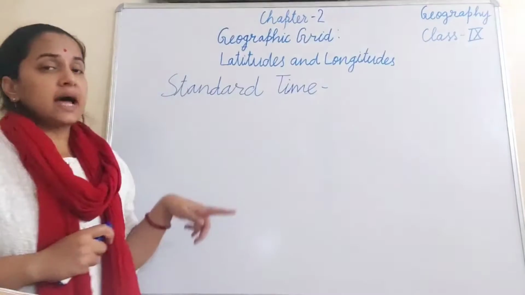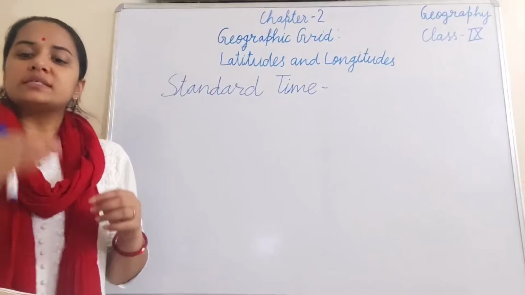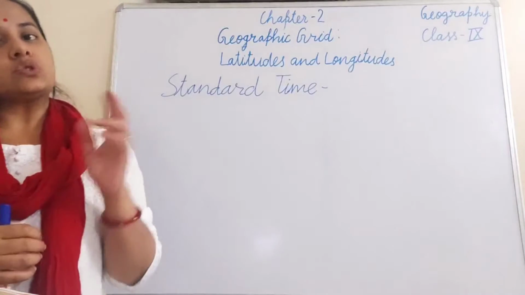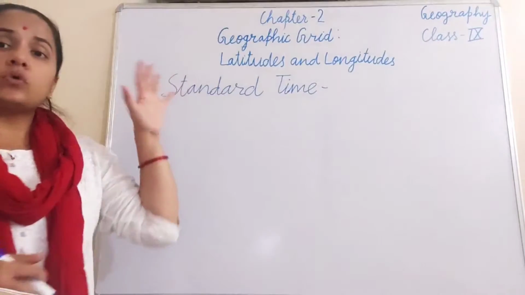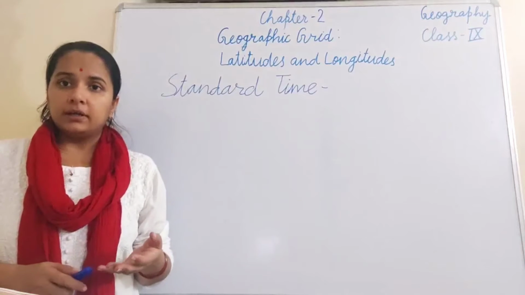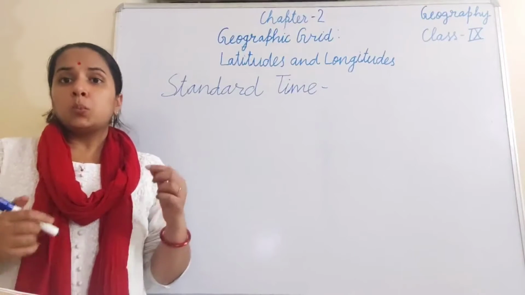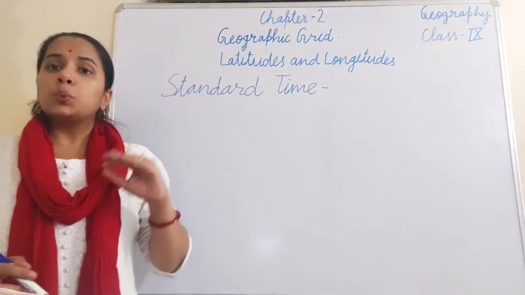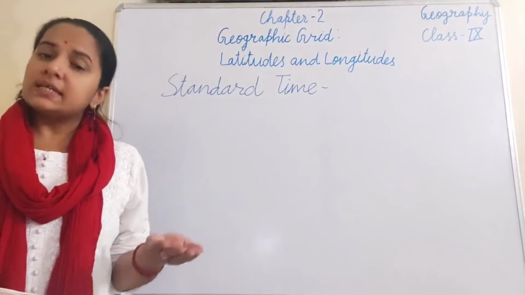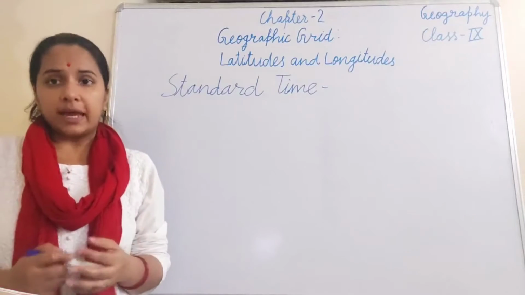So what is the standard time? The uniform time based on the central meridian is known as the standard time. For all the places we have one central meridian, like there is the prime meridian. So for all the time zones we have one central meridian where the time is fixed with respect to that central meridian, and that gives you the standard time.